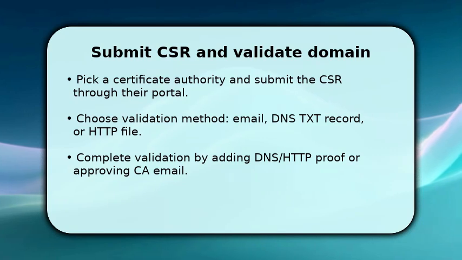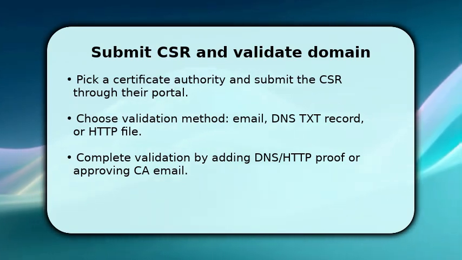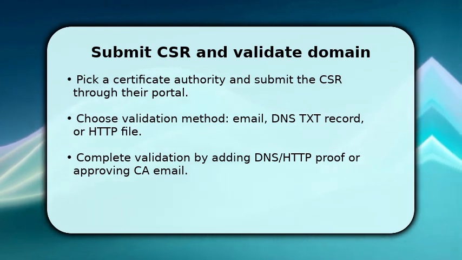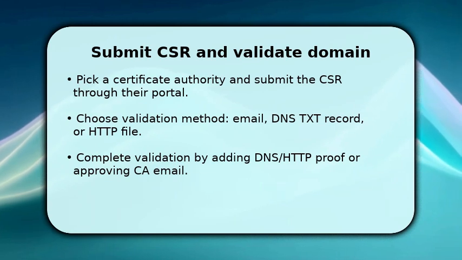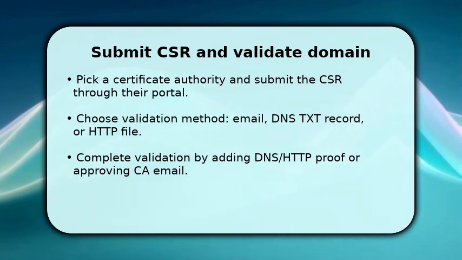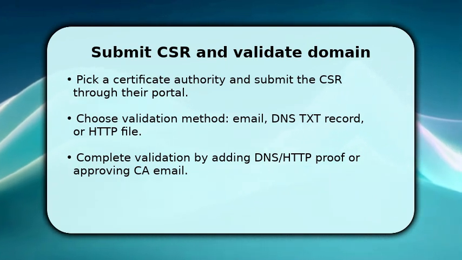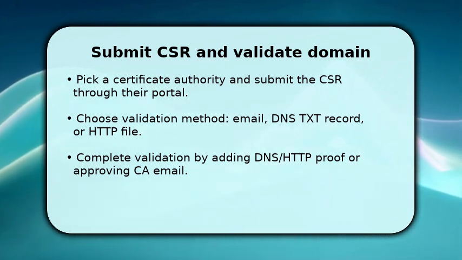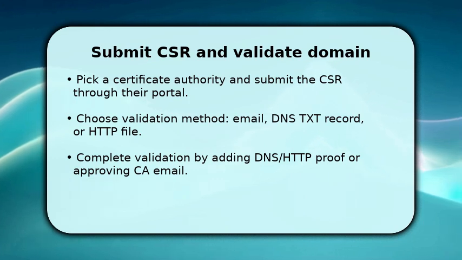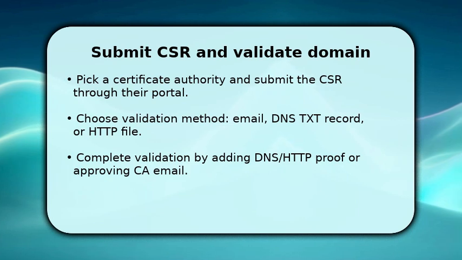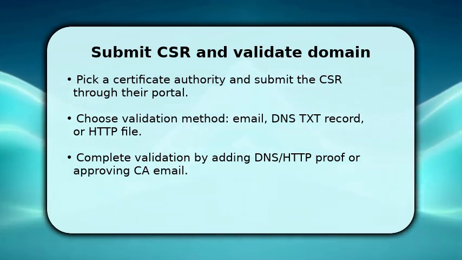Next, you submit the CSR to the certificate authority and choose how to prove domain control. If you pick DNS validation, add the exact TXT record they give you to the zone and wait for propagation. If you pick HTTP, upload the token file to the specified path on your web route. Once the CA detects the proof, they issue the certificate. Make sure to monitor validation emails and follow CA instructions promptly to avoid expiration of the validation token.